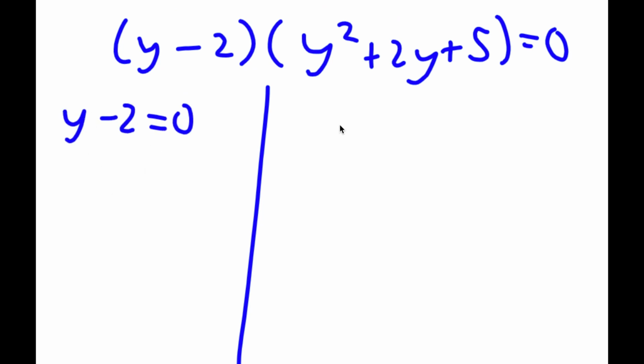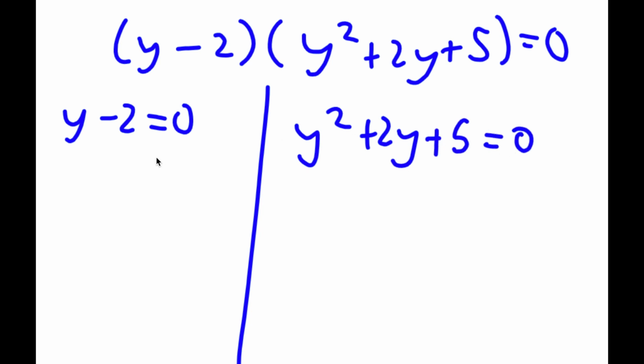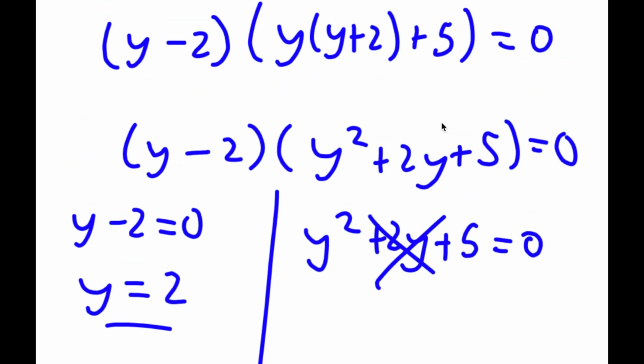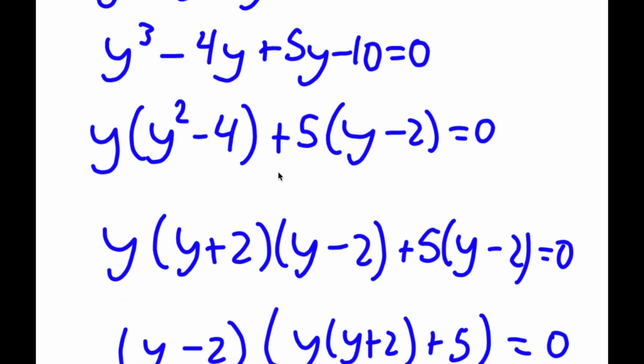I get y minus 2 is equal to 0, and y squared plus 2y plus 5 is equal to 0. So for y minus 2 equals 0, y is equal to 2, obviously. And for y squared plus 2y plus 5 equals 0, we are going to use the quadratic formula. I'm actually not going to waste your time by plugging everything in and solving it. But if you do end up doing it, you get that there is no solution because it's going to be the square root of a negative number. So y equals 2 is my only solution for y.